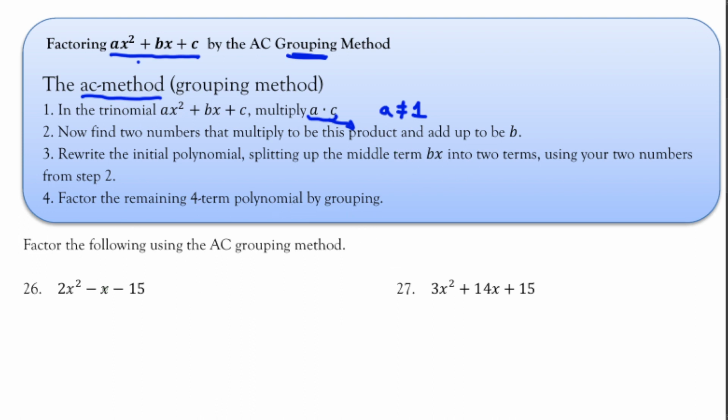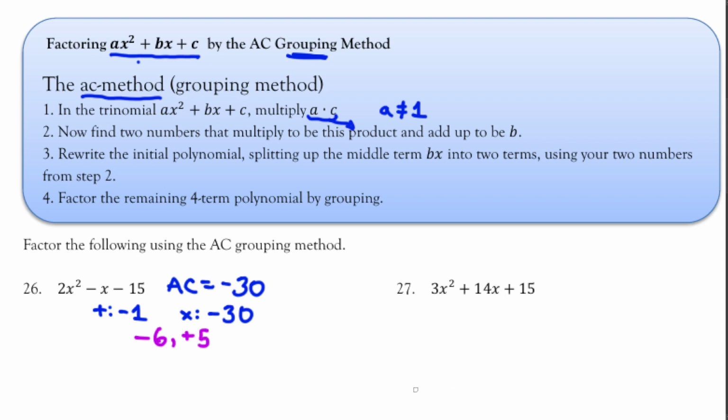So let's do it. First up, AC is 2 times negative 15, which is negative 30. So we go looking for 2 numbers that add up to negative 1 and multiply to AC, which is negative 30. Well, I have 2 such numbers. Those 2 numbers are negative 6 and positive 5.